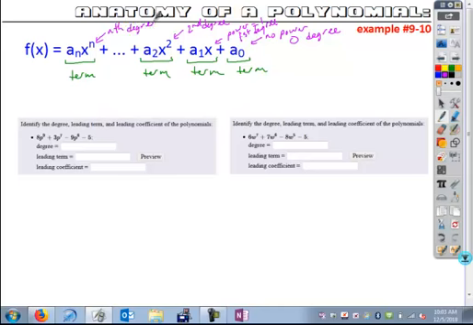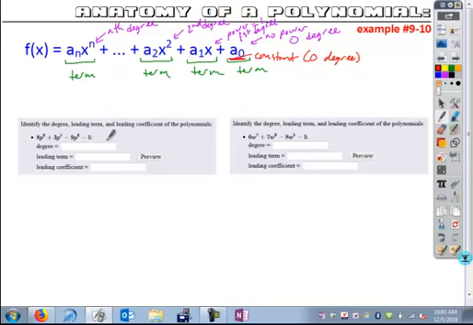So the degree of an individual term is whatever the power is. When you're talking about the 0 degree term, this is also called a constant. So if you have a term with a degree of 0, it may also be referred to as a constant. And so what you're going to be asked to do is identify these three things.